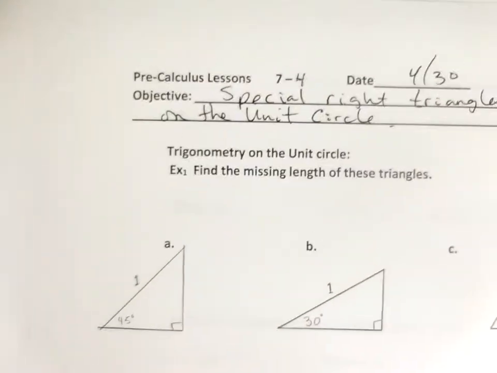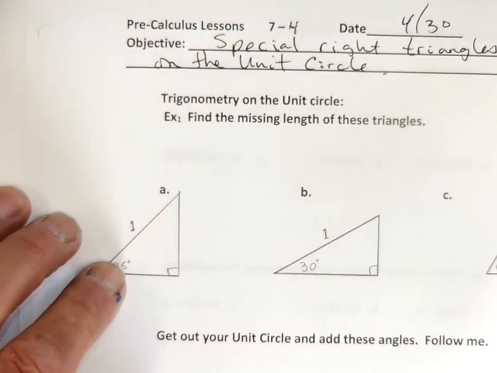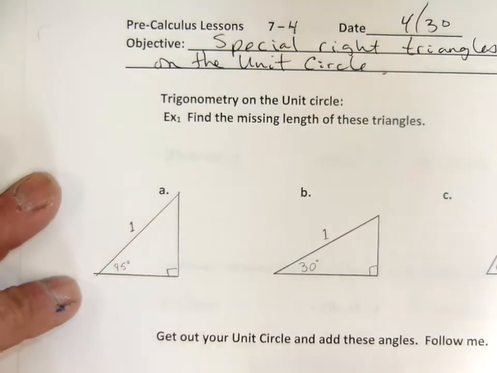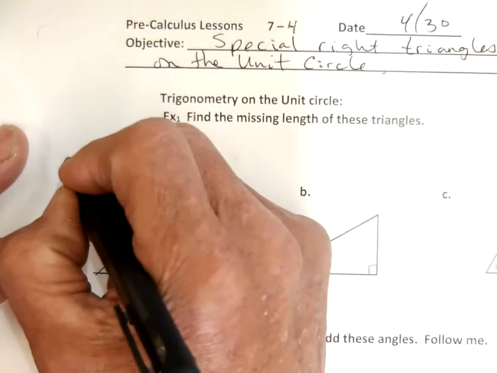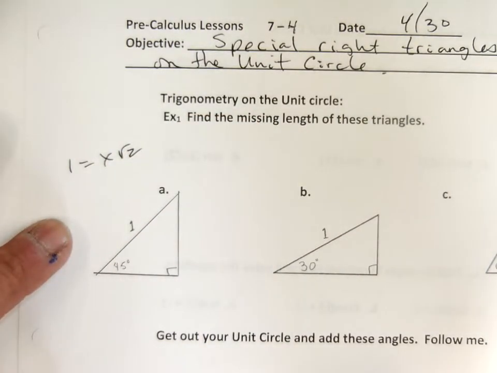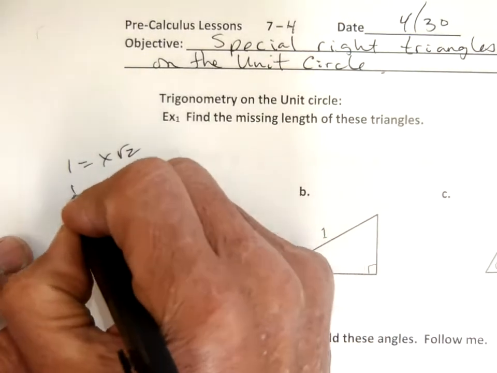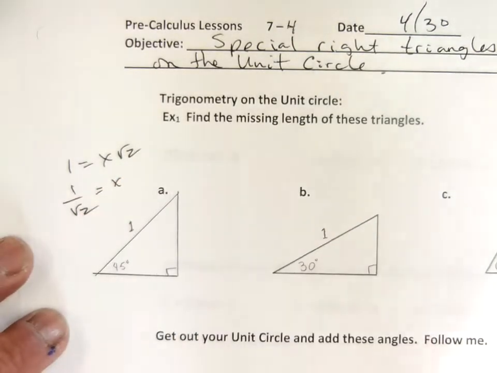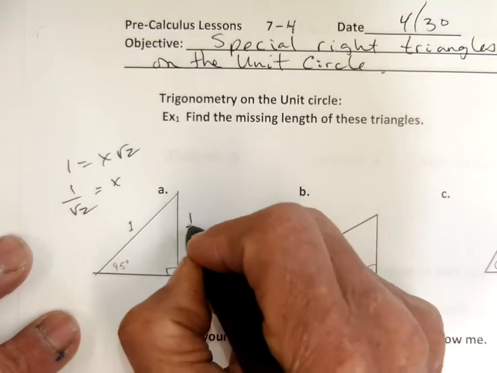Well, we're going to go back and take a look at this triangle here. So we know if this is 1, and we look at our special right triangle, then it turns out that if 1 is equal to x square root of 2, then my x value would be 1 over the square root of 2. So this side is going to be 1 over the square root of 2.